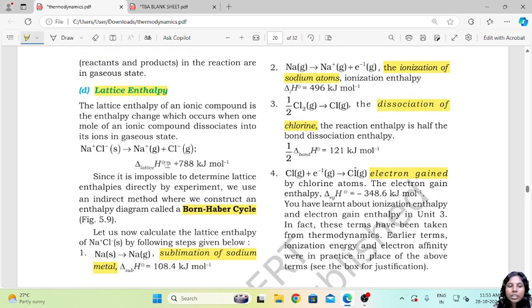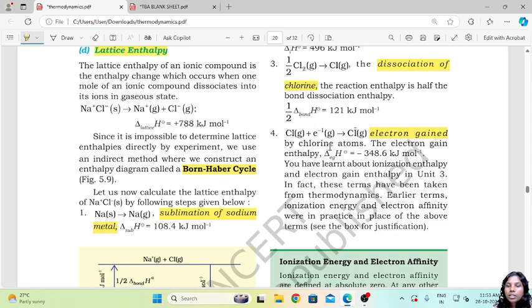Next we have the chlorine, that is the second part. The same thing is going to happen. Here we will have dissociation, because Cl2 is already in its gaseous state. We are going to simply dissociate it to give us one atom of Cl. Here the bond dissociation enthalpy will be 121 kilojoules per mole.